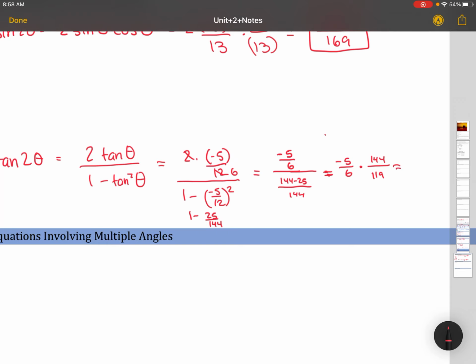So -5 divided by 6 times 144 divided by 119.